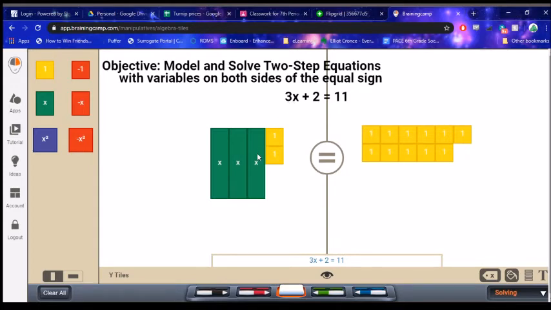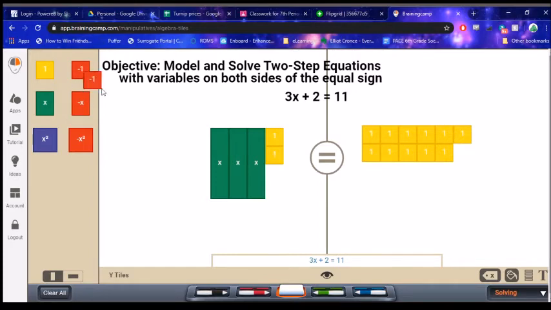Now that we've modeled the equation, we're going to solve it. We can't just take these 2 yellow squares on the left and drag them over to the right side, because it wouldn't be balanced that way. We want to get all of our variables on one side of the equation and all of our constants on the other side. But we need to do it in a way that's balanced. So remember, to do that, we're going to have to subtract.